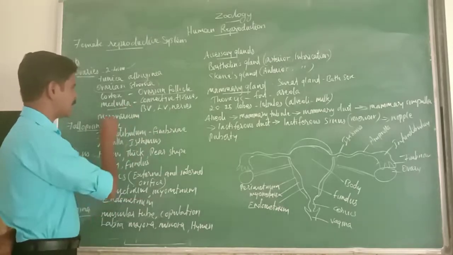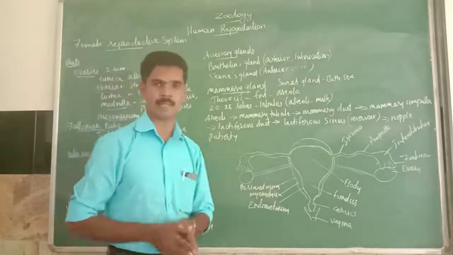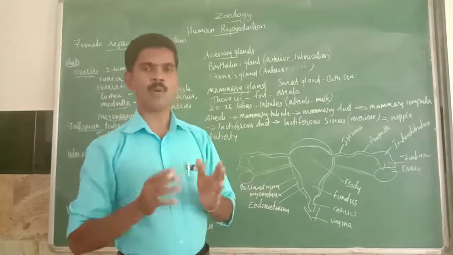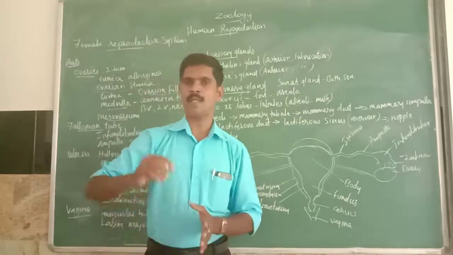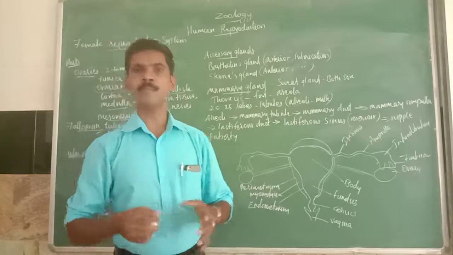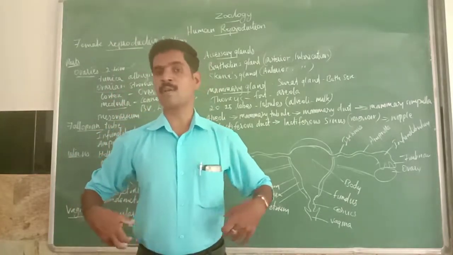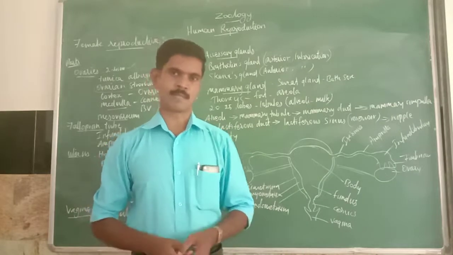Then the next point is the mesovarium. Mesovarium means it is a ligament. The ovary is connected at one end with the pelvic wall, the sides of the pelvic walls, and is also connected with the uterus.